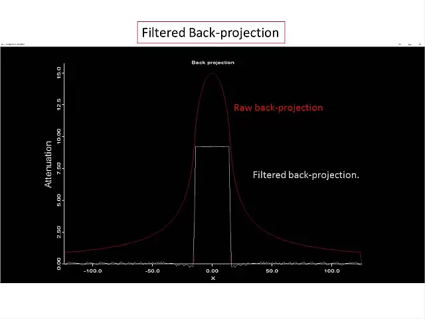Here is a section through the reconstructed object with the unfiltered reconstruction in red and the filtered reconstruction in white. The filtered back projection has a rectangular profile with a small amount of noise outside it. The improvement in reconstruction quality is clear, and that is the principle of CT.